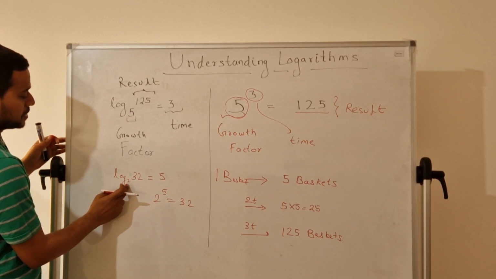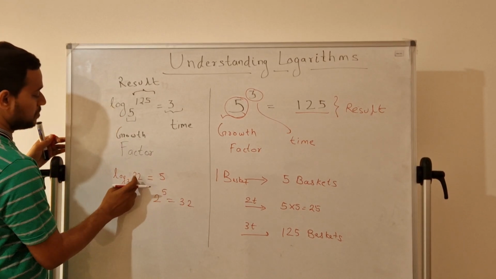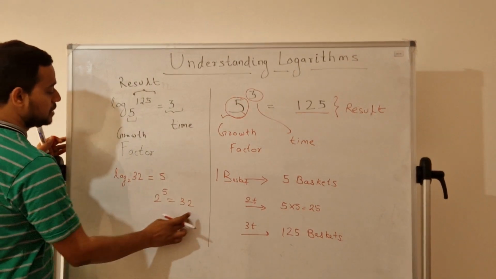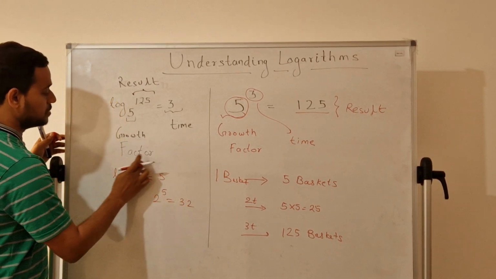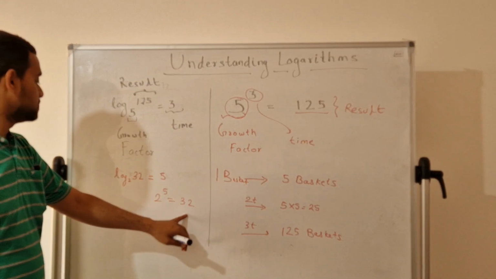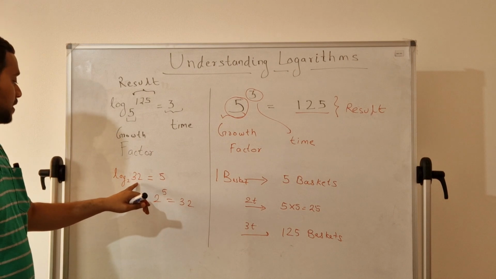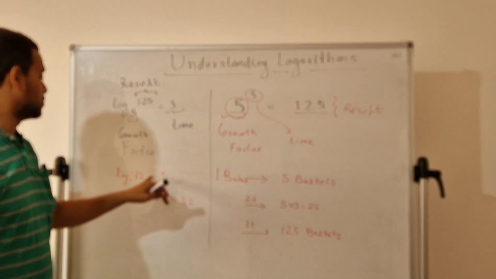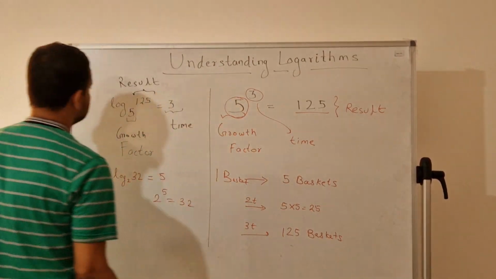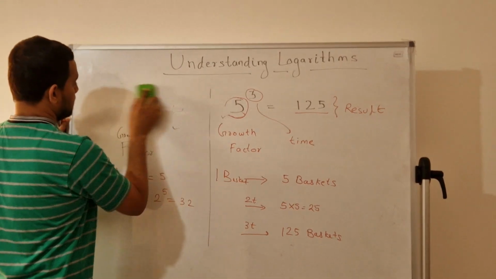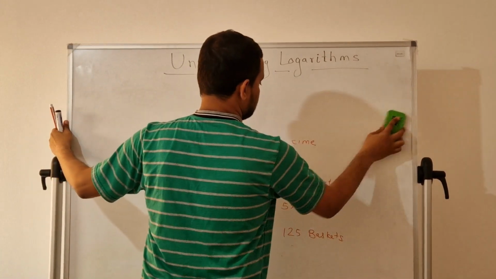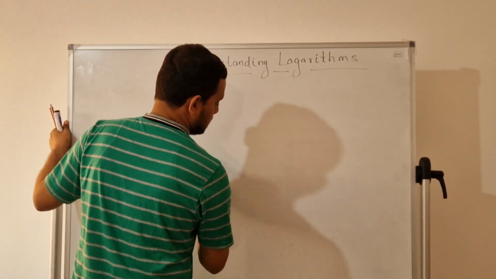This 2 became the subscript here, this 5 went here, and this 32 came here. We have just shuffled these numbers and written them in different formats. So whatever this meant, it has the same meaning, just in a different format. This says, if you are doubling and you double 5 times, you become 32. This says, if you are doubling and your final size is 32, you would need 5 times to get to this. That's it. This is what logarithms are. Now let's try to understand the formulas. Let's see what that means.